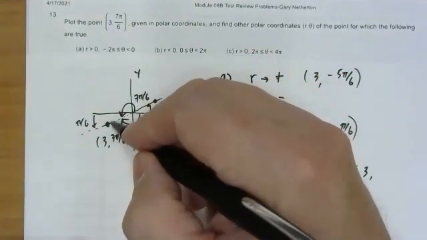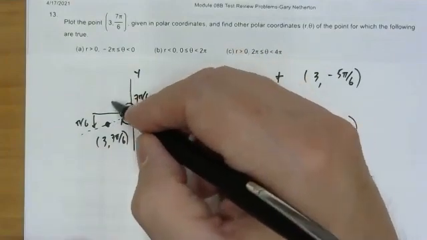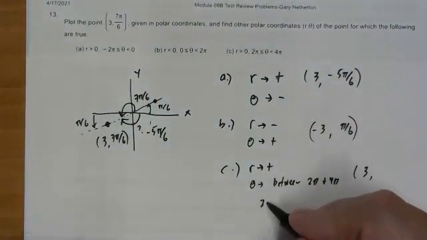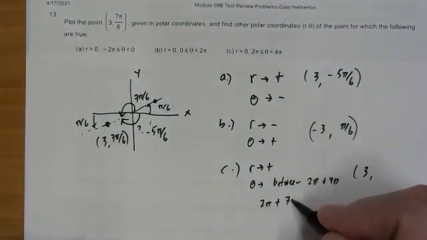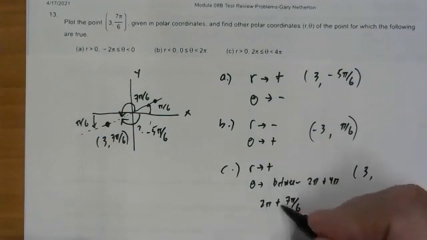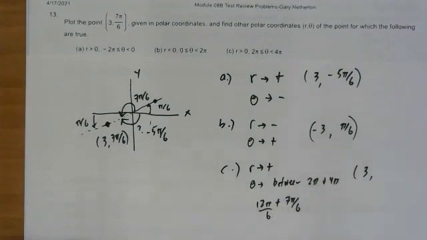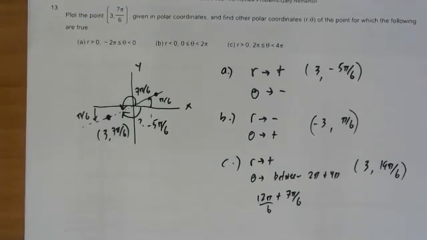From here to here is 7 pi over 6, but instead they want us to go 2 pi and then 7 pi over 6. So our angle is going to be 2 pi plus 7 pi over 6. To add these together, you need a common denominator. If I change 2 pi to a denominator of 6, it would be 12 pi over 6. Add these together: 19 pi over 6.